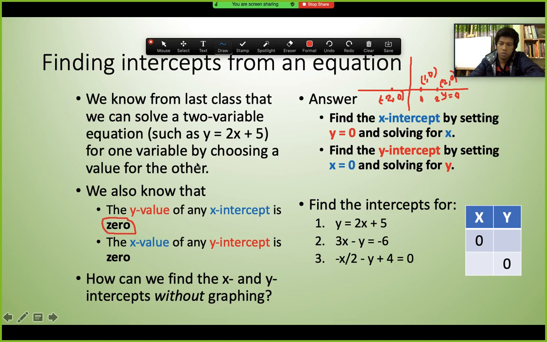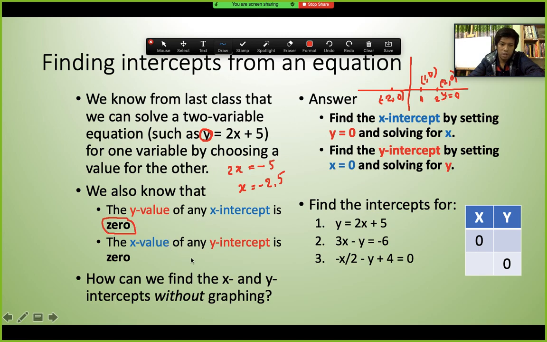So that means if you put 0 instead of y to find the x-intercept from this equation, then find the value of x. How can we find the value of x? Then it will be 2x = -5. Then you divide both sides by 2, so x = -2.5. That means x = -2.5 is the x-intercept of this given equation.